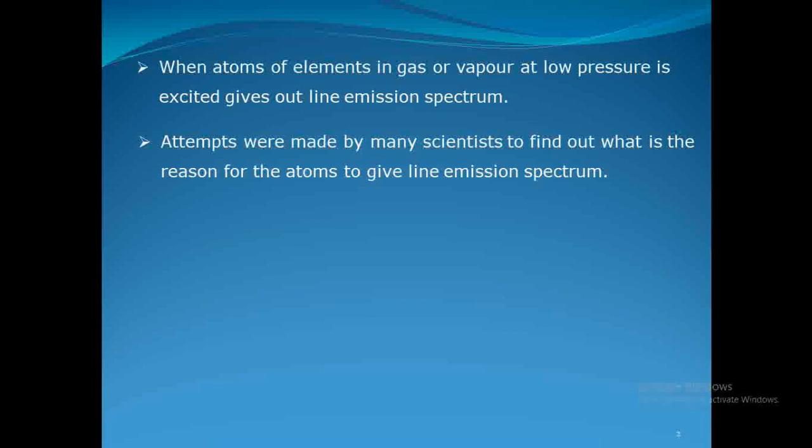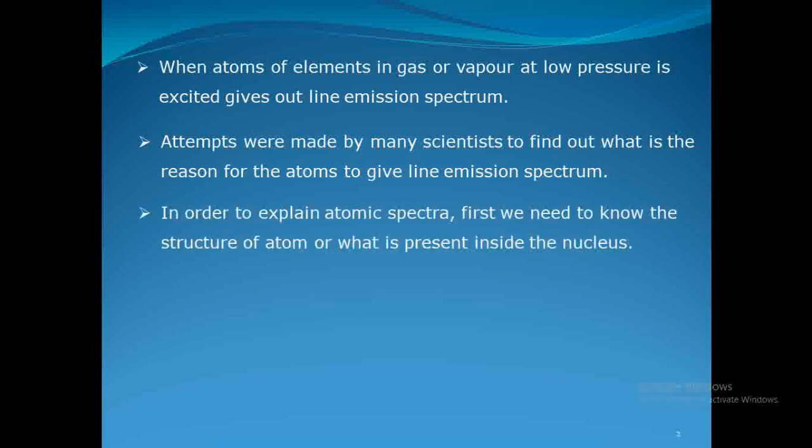So our intention is to explain what is the reason for the line emission spectrum. There were many scientists who made a lot of effort to find out the reason for the emission of the line emission spectrum. In order to find out the reason, first we need to know what an atom is and what is present inside it. Therefore, in order to explain the atomic spectra, we first need to know about the structure of atom, or what is present inside the atom.